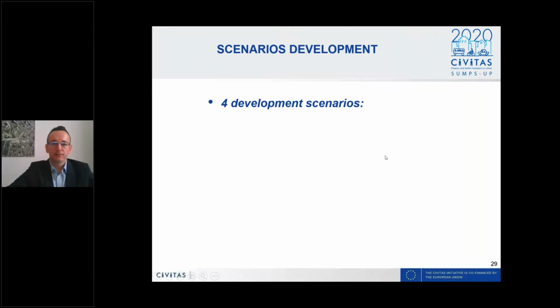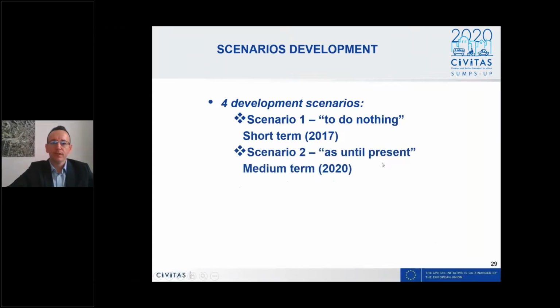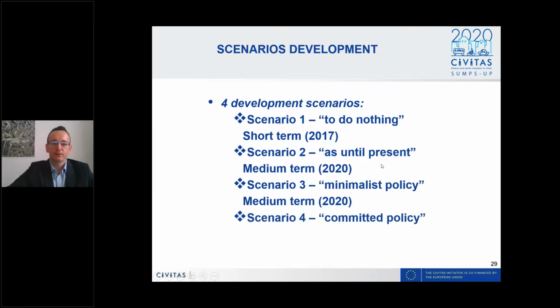In terms of development scenarios, we have explored 4 scenarios. The first one was related to the short term, to do nothing until 2017. Scenario 2, as until present, medium term 2020. Scenario 3, minimalist policy, medium term, and the fourth scenario, which was related to a committed policy on the long term, and which was the scenario that was finally chosen at the level of our sustainable urban mobility plan.